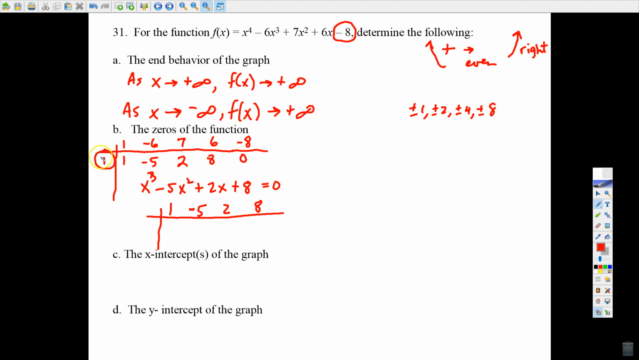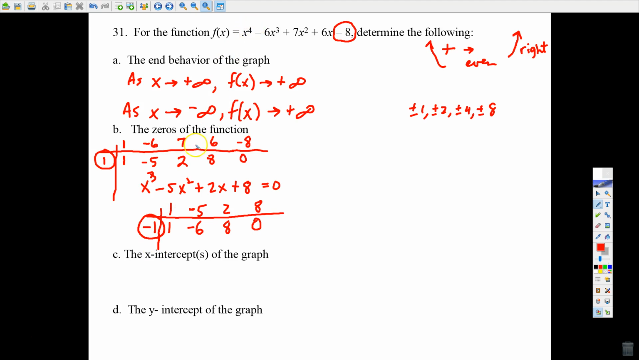If +1 ended up giving us a 0 remainder when it was -8 on the end, it may stand to reason that if we use -1, it'll give us a 0 remainder when this is +8. Let's see. Bring down the 1. -1 plus -5 is -6. +6 plus 2 is 8. -8 plus 8 is 0. So we found another 0 of the function.